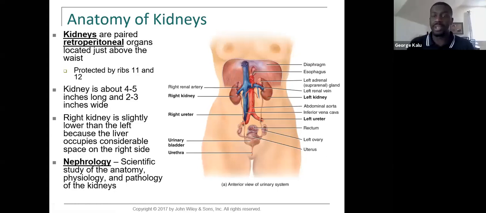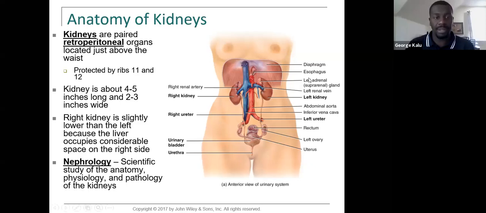This is kind of a double-edged sword, because even though those ribs protect them, it can also possibly be a little bit dangerous, because if those ribs get broken, they can actually slice open the kidneys and release lots of blood and lots of toxins into the abdominal cavity. So it's a double-edged sword in terms of protection, but it can also cause a little bit of damage.